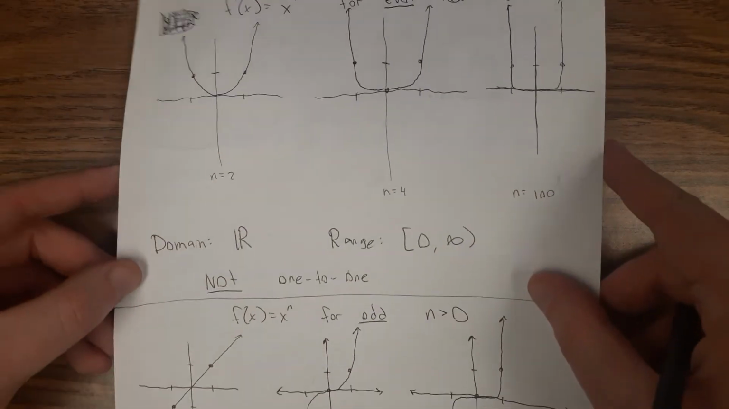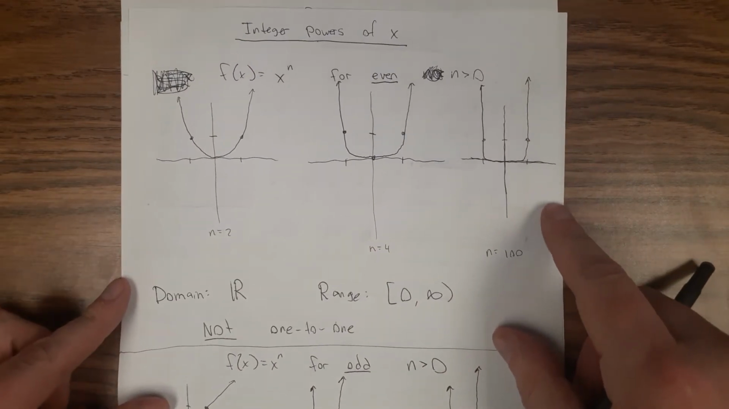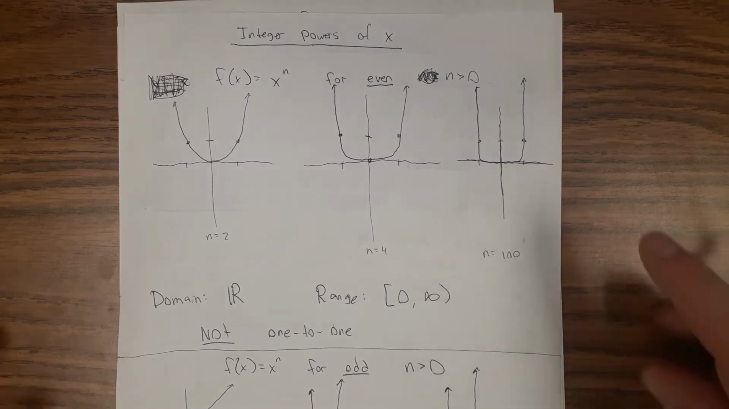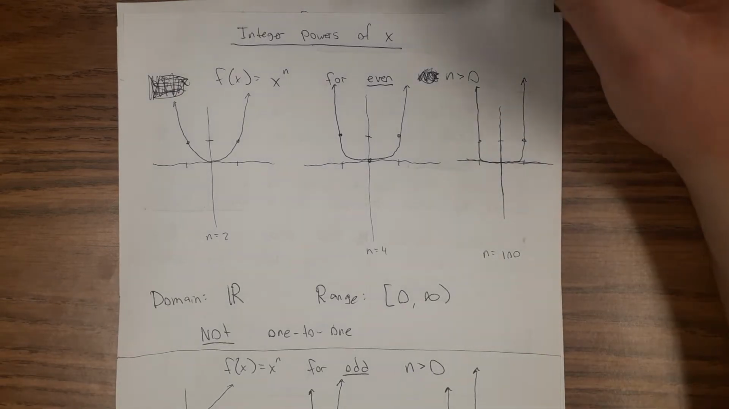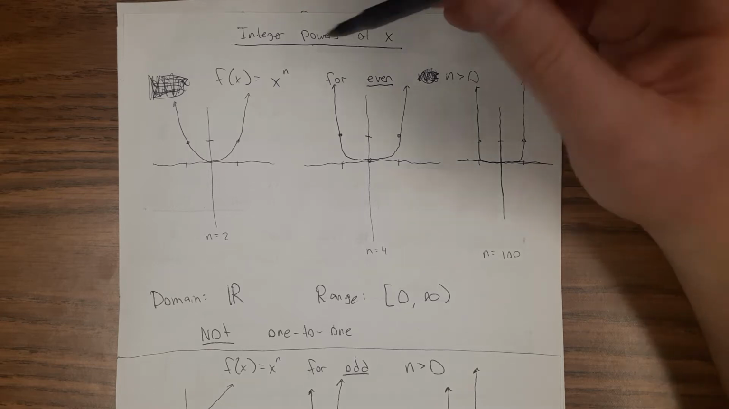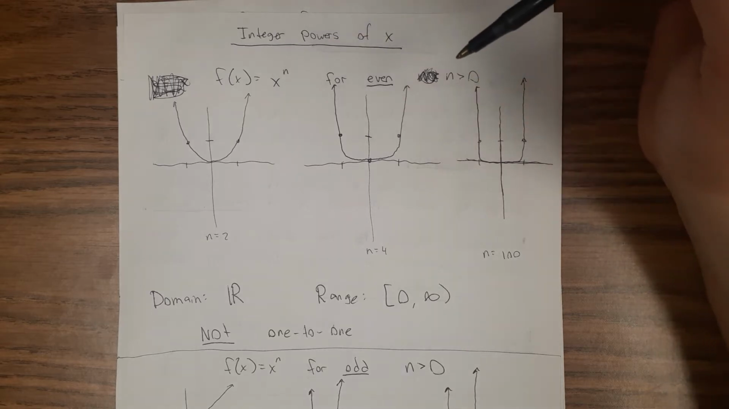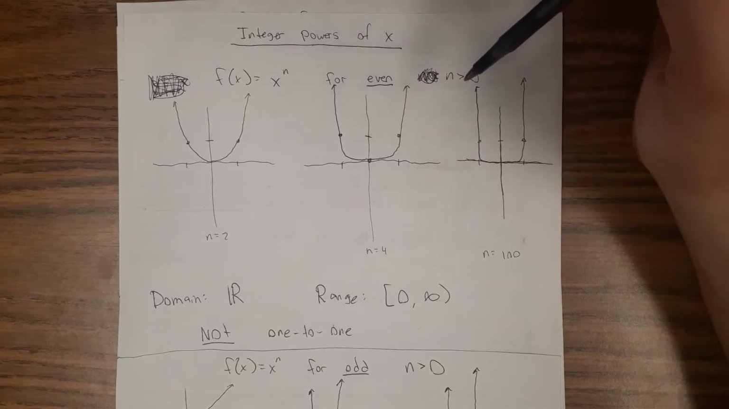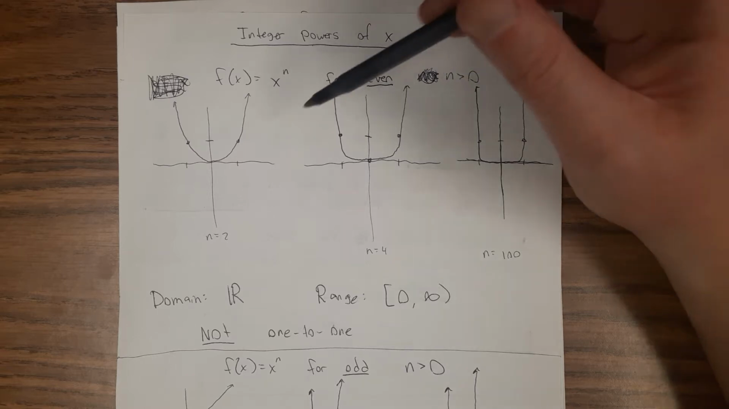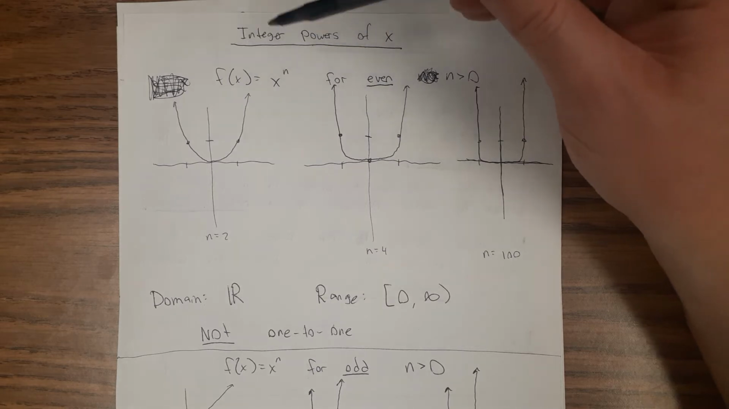So then let's talk about functions that are just integer powers of x. So like when f of x is just x to the n, where n is a positive even number, let's say. So the first one I'll talk about is n equals 2, and that's a very familiar graph.